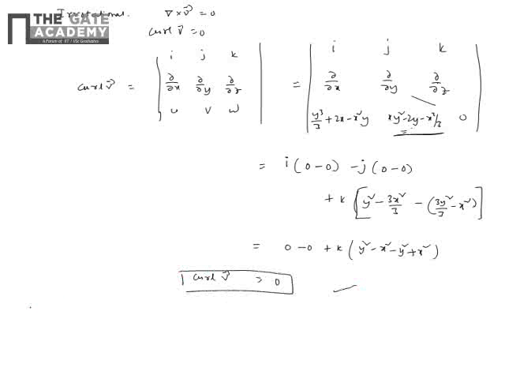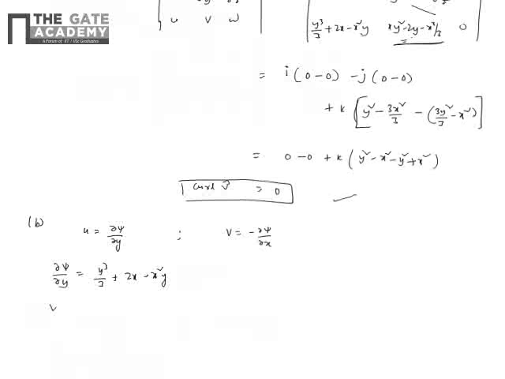So the a bit we have already shown. Now the b bit is we need to get the stream function. Now stream function, by the definition, u is dou psi by dou y and v is minus dou psi by dou x. So what we do is, u is already given, so let's take it this way: y cube by 3 plus 2x minus x square y. So now we integrate with respect to y, keeping x constant.